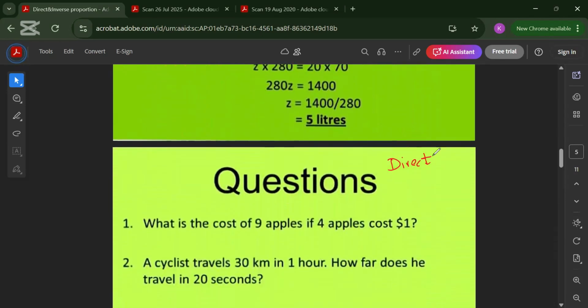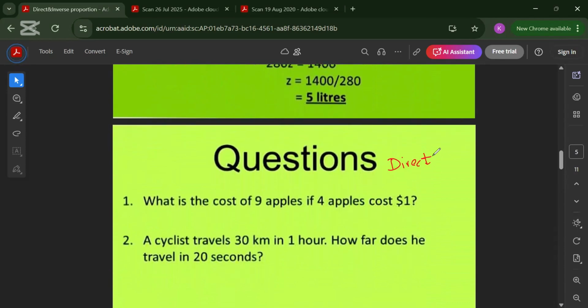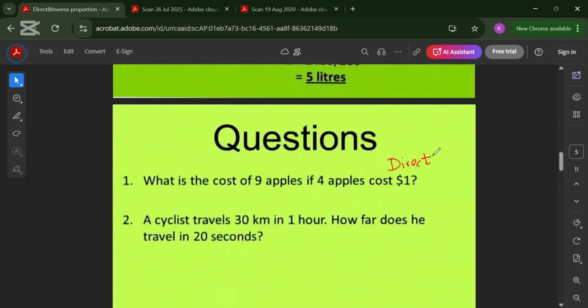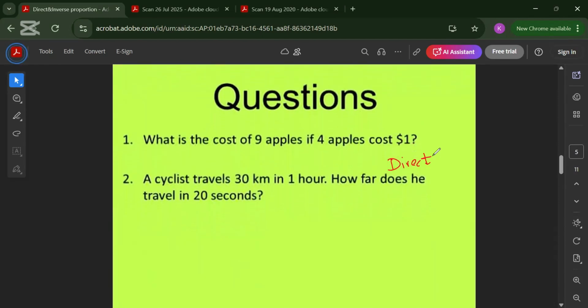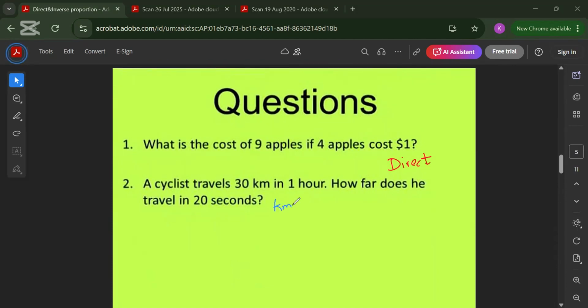Now we have some more questions here. What is the cost of 9 apples, if 4 apples cost $1? We need to arrange it in the proper order and then cross multiply. A cyclist travels 30 kilometers in 1 hour. How far does he travel in 20 seconds? Now, the most important thing over here, let's try out this question. The most important thing to note here is that they are asking us in seconds. So our quantities should be in the same units, kilometers and seconds.